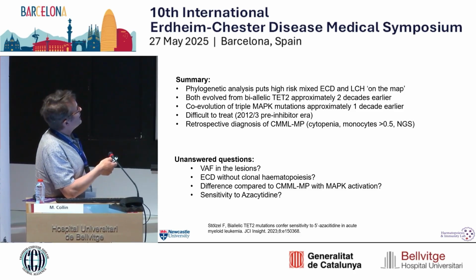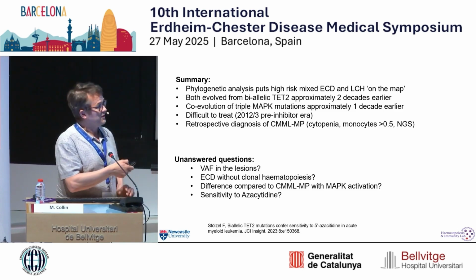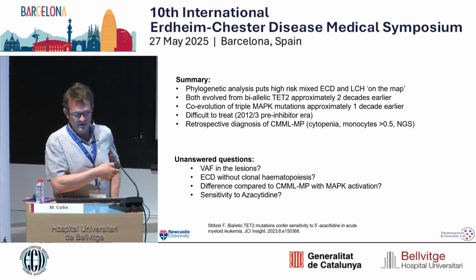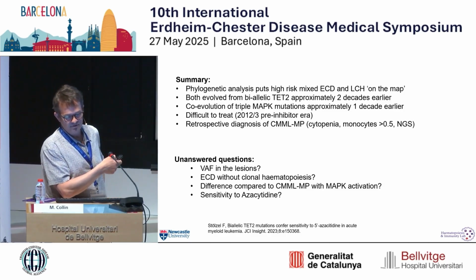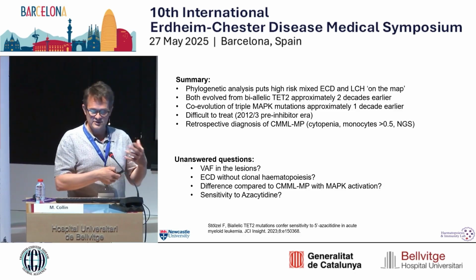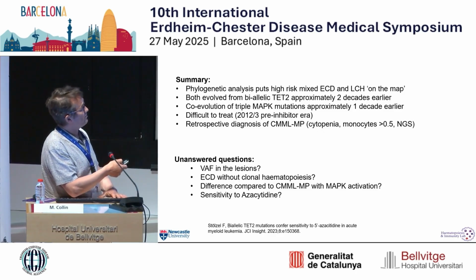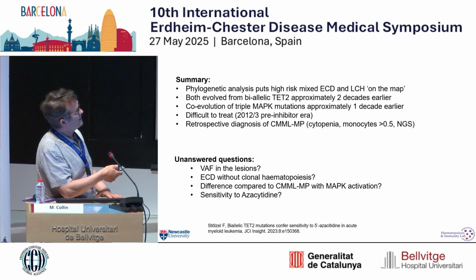These were difficult to treat patients. It was the pre-inhibitor era. One of the patients we tried to enroll on the basket study, but she was not fit enough to participate in that trial. And I think if we looked back, we would clearly see this was heavily affected by clonal hematopoiesis. We probably, by modern criteria, diagnose them as a form of CMML.